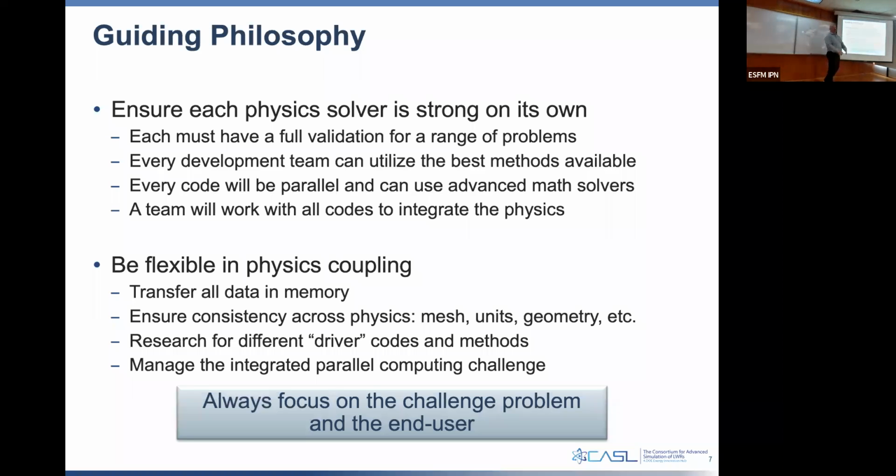Because the level of fidelity was going to have to be raised, we said every code has to be parallel. We have to run with thousands of processors in parallel. You can, if you want, and probably should, leverage a whole lot of the parallel computing tools that are out there. And one of the parallel computing tools that is very common and available is math solvers.